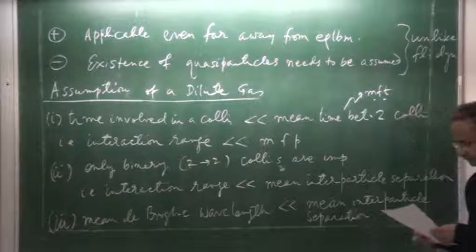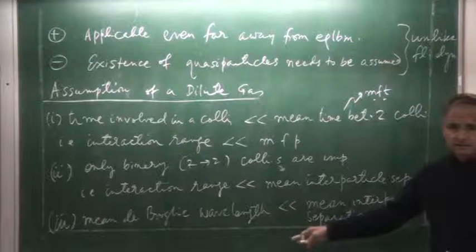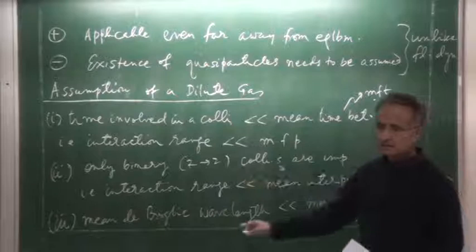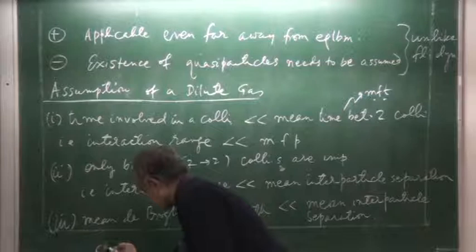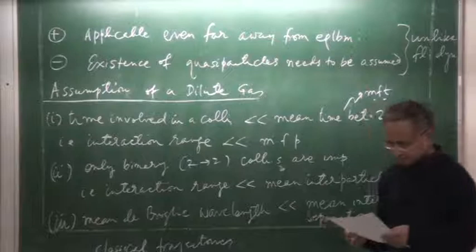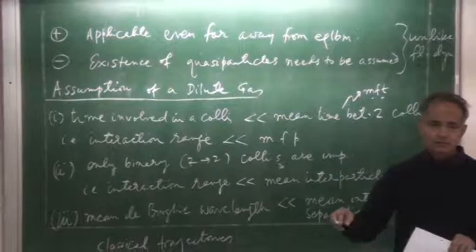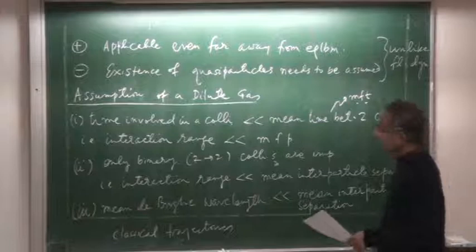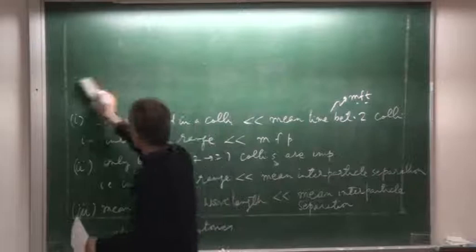So this means we can use classical trajectories. Quantum effects are not effective. The whole theory is classical. Between two collisions, particles move on a trajectory which is classical. Okay, you must have realized that there are many length scales involved here.